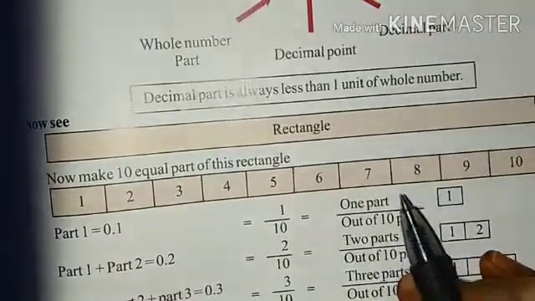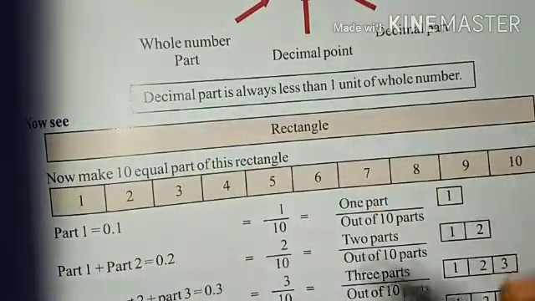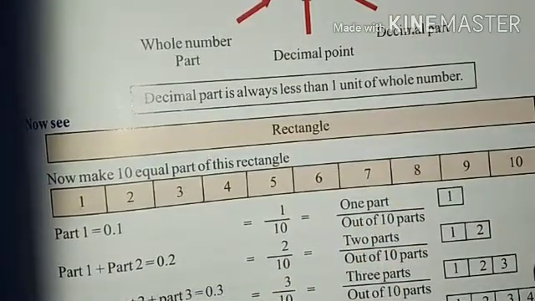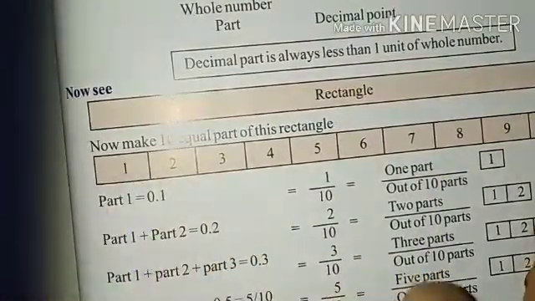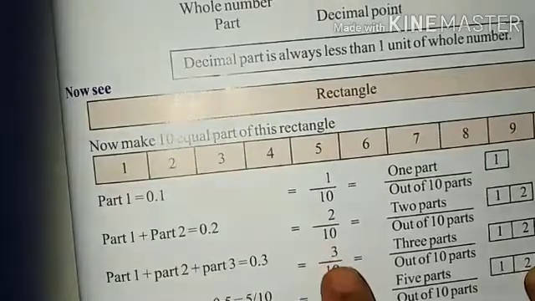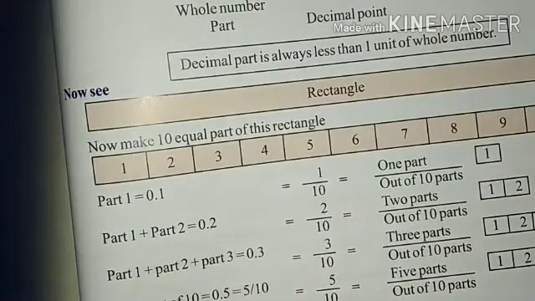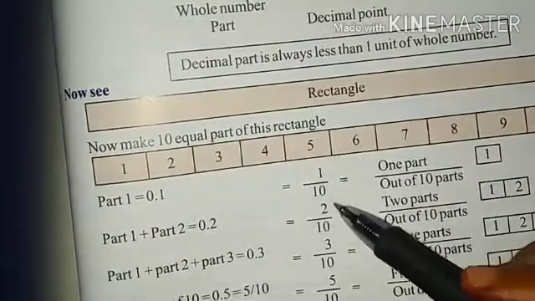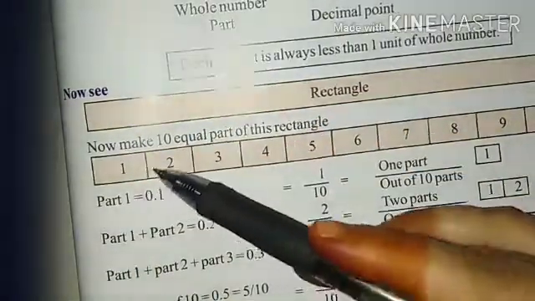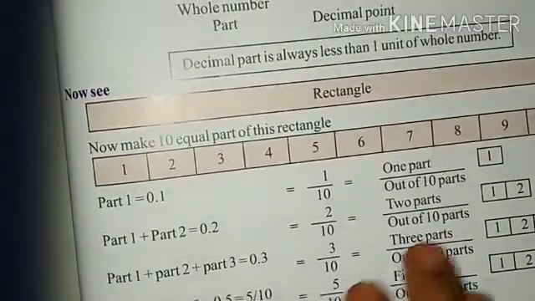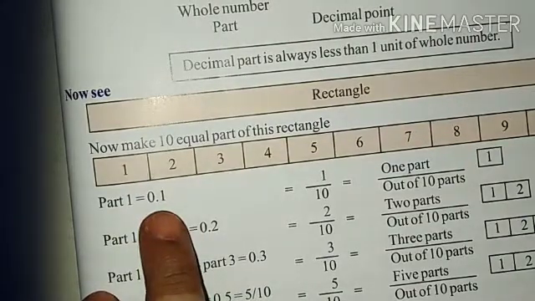Now you have already learned about fractions. This is a rectangle which we have divided into 10 equal parts. One part out of the 10 parts we call 1 by 10. I think you remember we did that in fractions. This whole rectangle is divided into 10 parts, so one part we call 1 by 10th, and if we write it as a decimal, it is 0.1.